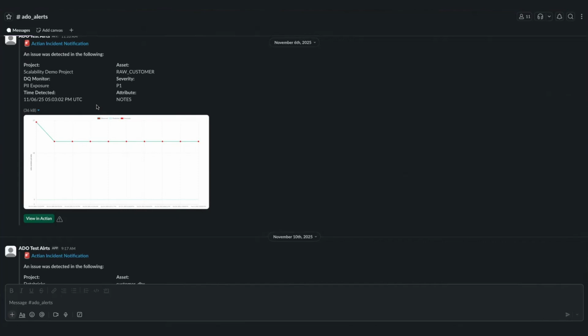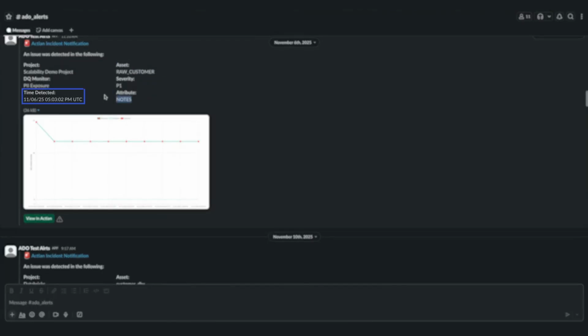In our example here, an out-of-the-box Actian Data Quality Monitor has detected PII exposure. It detected that exposure within a particular asset, in this case, a raw customer table, and specifically calling out the attribute field it was exposed in. Both the detection time and severity levels are called out as well.